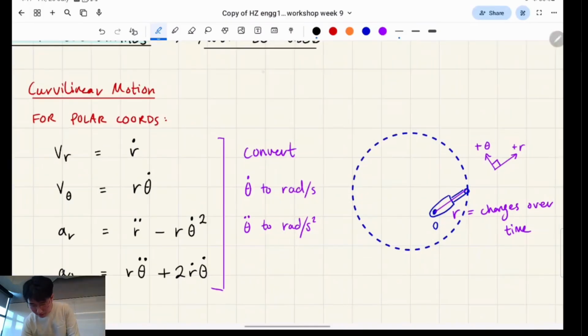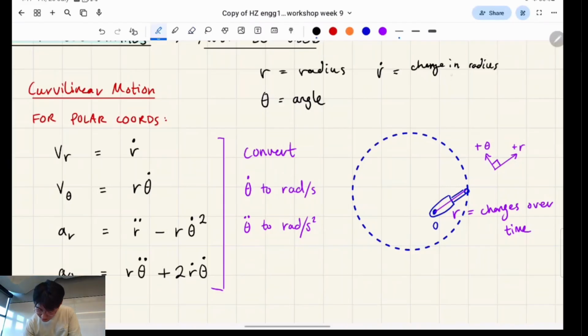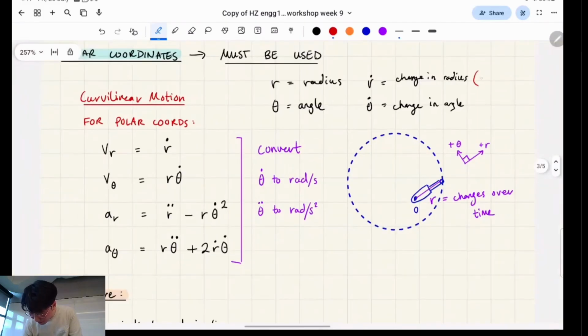Yep. So R is radius. Theta is the angle. Yeah, sorry, I think I did a pretty bad job explaining before. R dot is your change in radius over time, right? Theta dot is change in angle over time. Theta dot dot, change in, right?